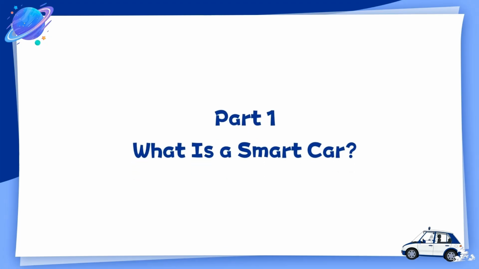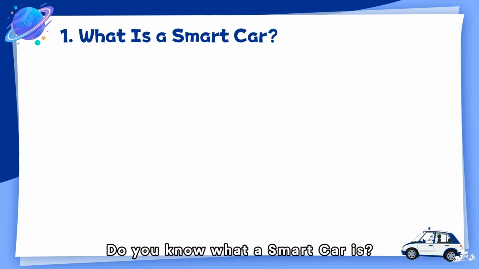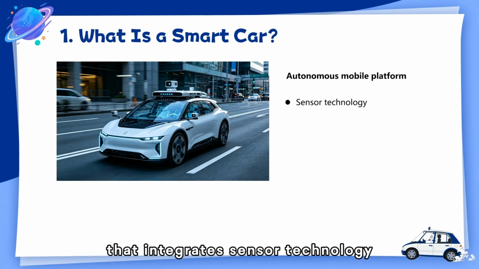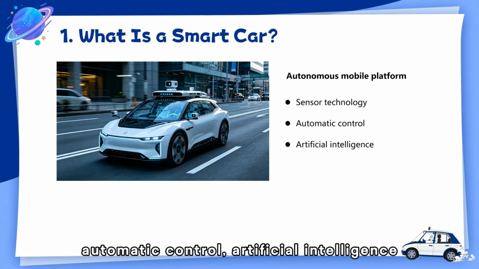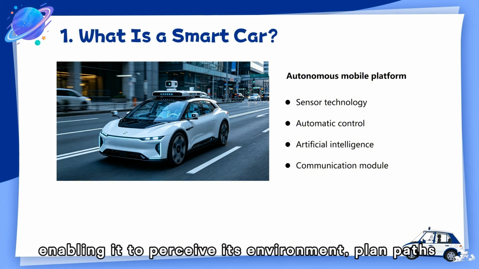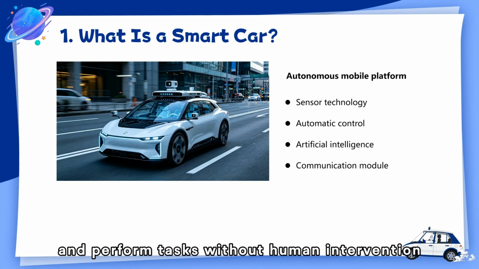Part 1. What is a smart car? Do you know what a smart car is? A smart car is an autonomous mobile platform that integrates sensor technology, automatic control, artificial intelligence, and communication modules, enabling it to perceive its environment, plan paths, and perform tasks without human intervention.